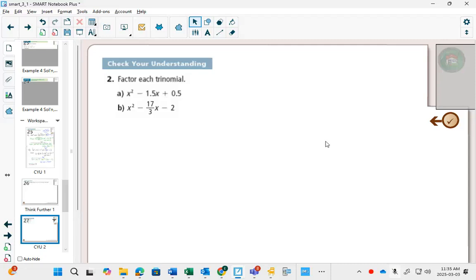How to factor with fractions and decimals. The strategy, and I'm going to use fractions because I think it's easier with fractions.